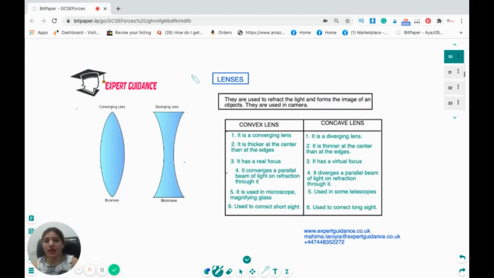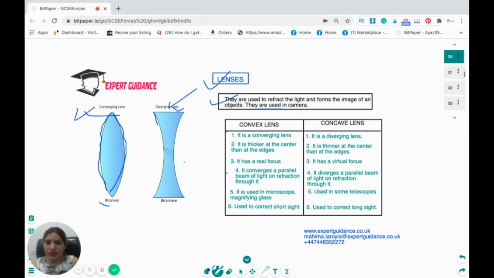Let's come to the last part, which is the lenses. Lenses are used to refract the light and form the image of an object. They are used in camera, and these are the two shapes of the lenses. One is this, which is like this. That's a convex or the converging lens, and concave or the diverging lens.